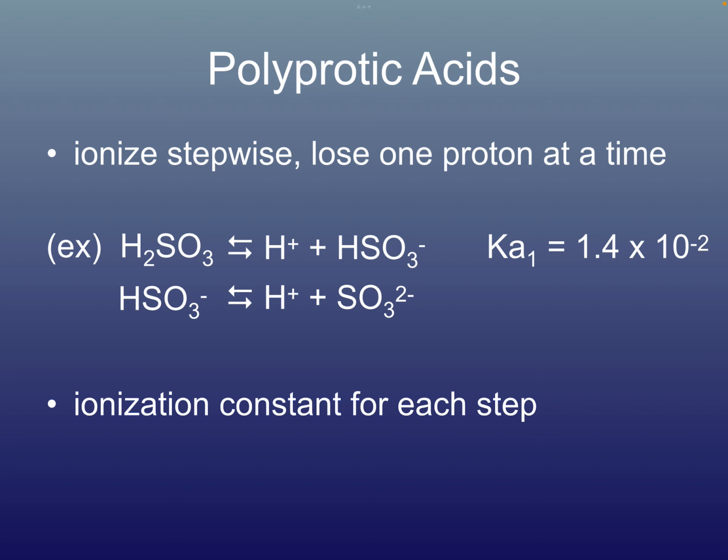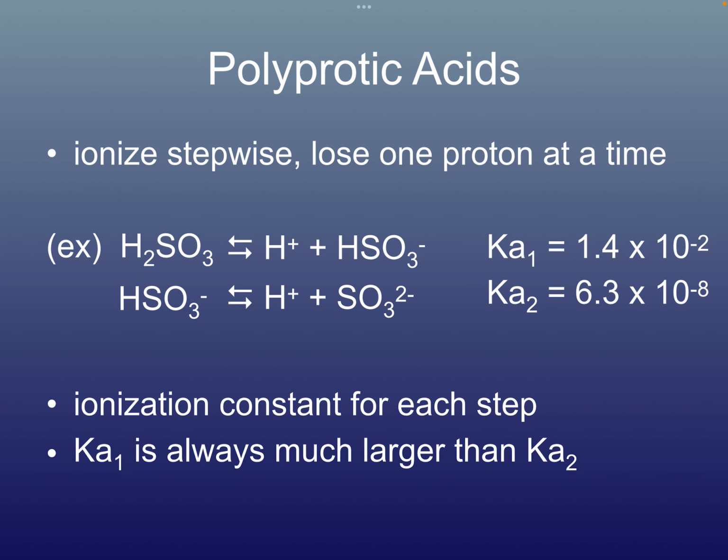So for the first step with this one, it has a Ka value of 1.4 times 10 to the negative second. And then the Ka value for the second reaction with the hydrogen sulfate ion is 6.3 times 10 to the negative 8th. So I want you to notice that the first Ka is relatively strong in comparison to the second Ka. So the Ka for the first reaction is always going to be much larger than the Ka for the second reaction and the third reaction if a third one is necessary.